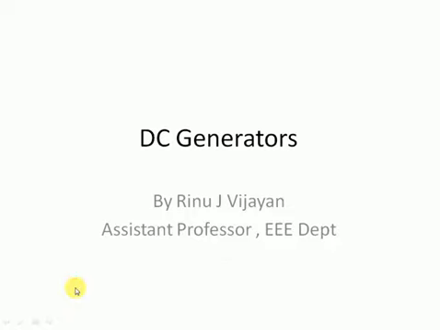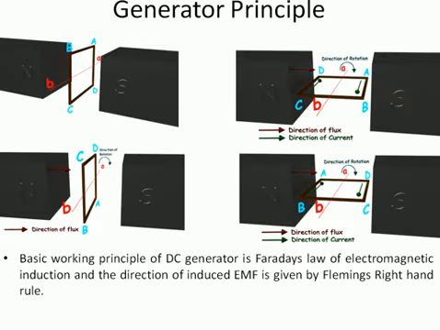Good morning all. Today we are going to start with the subject electric drives and control for automation. We will begin with the first module, DC generators. Let's look into the working principle of a DC generator. You have already studied this during your school classes.